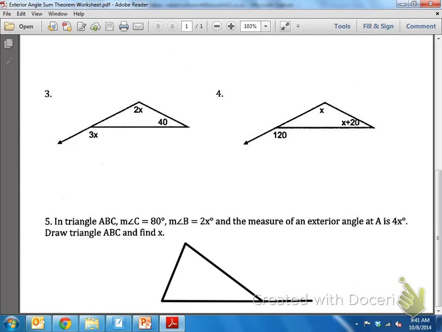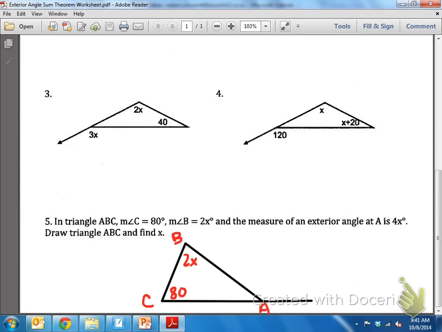Okay. So measure of angle C equals 80 degrees. So in my triangle, looks like angle C could be down here on the bottom, and that's 80 degrees. Angle B is 2x. Okay, so the one up top could be 2x. Then angle A, the exterior angle. So angle A is down towards the bottom.